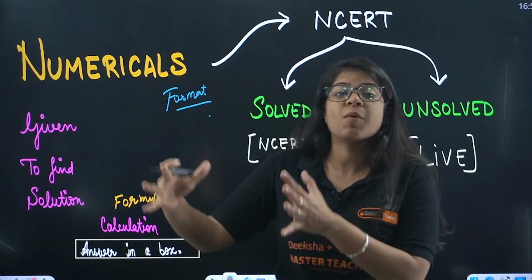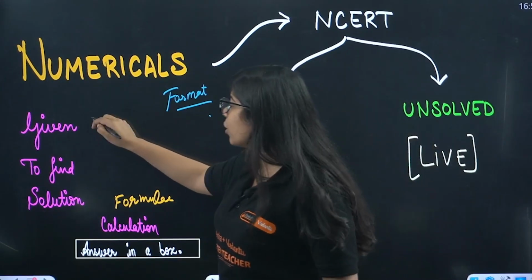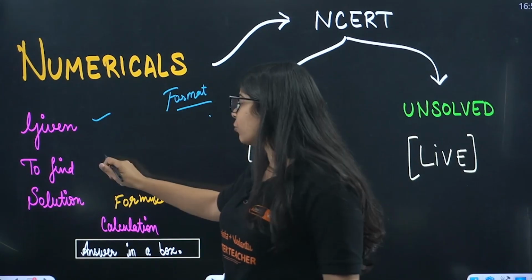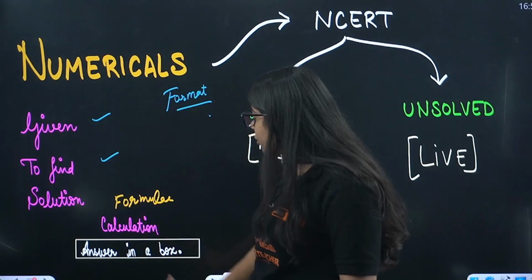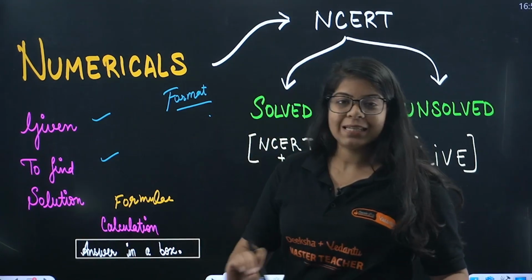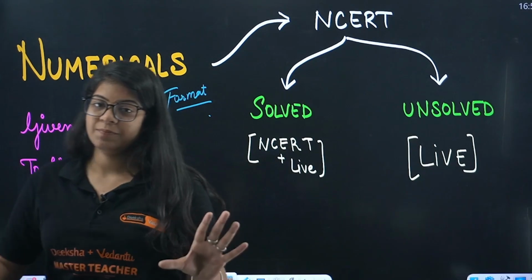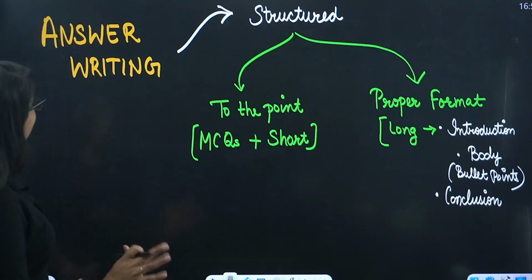so as to get maximum marks. Okay, so for numericals, we follow given, we write whatever is given, then what we need to find, solution, formula, calculation, answer in a box neatly and cleanly with units. Done. Then beta, next we have answer writing.